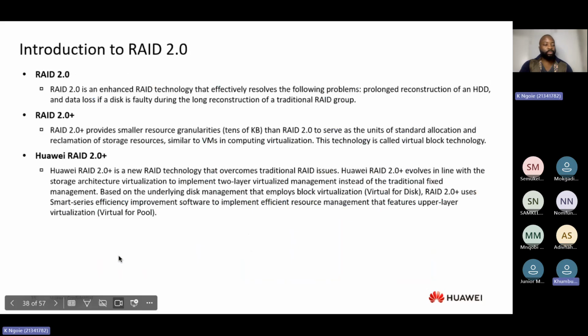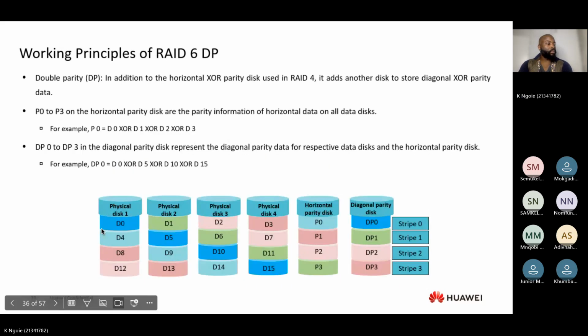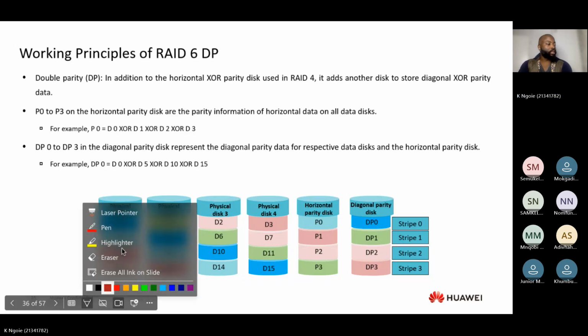1, 2. Oh, why is it not showing there? Excuse me, guys. I'm trying to draw on it.